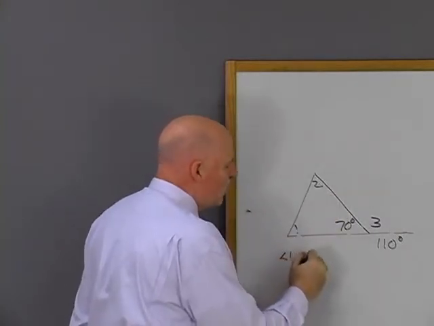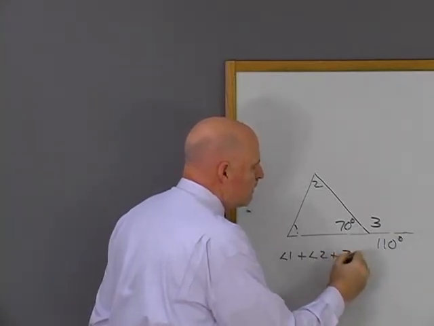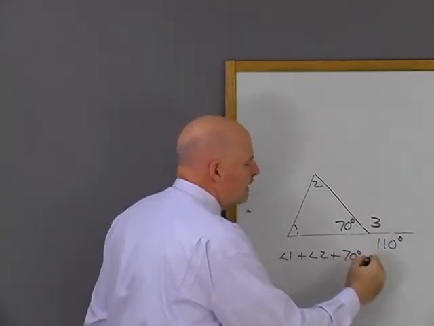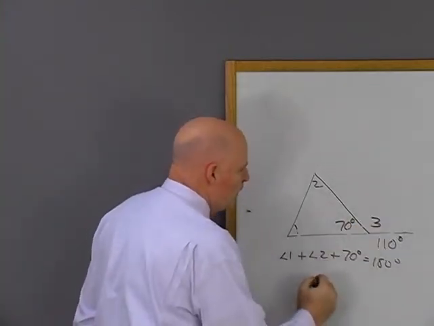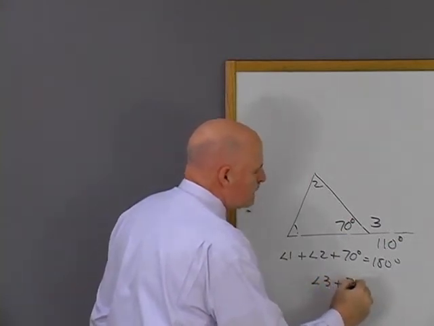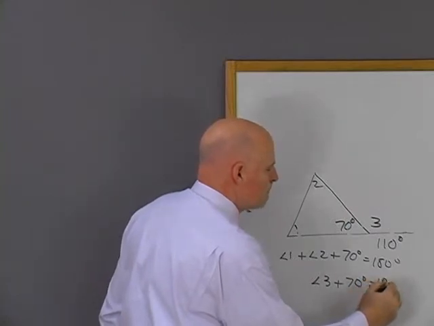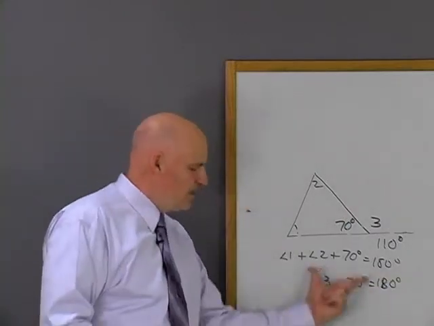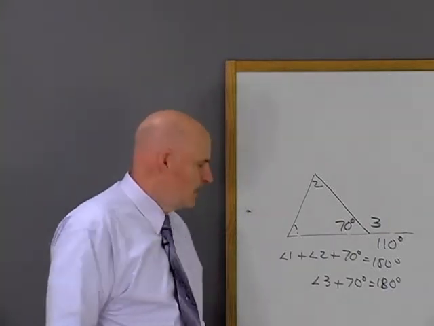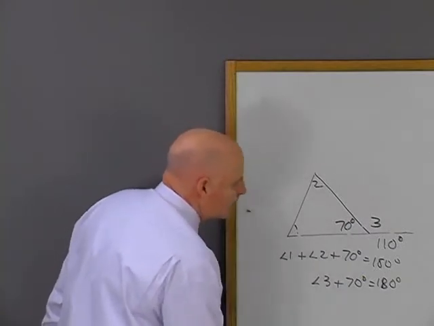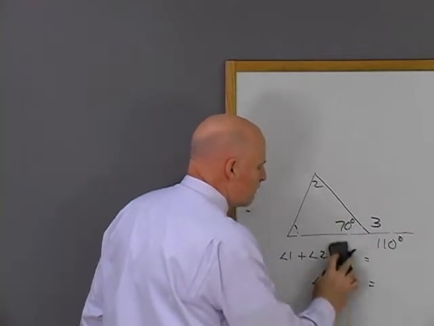So if we have angle 1 plus angle 2 plus angle, well, we'll just put the 70 in there. We know that these have to add up to 180 degrees. We've already found out that angle 3 plus 70 degrees equals 180, right? So just looking at this, what can you deduce? Well, let's subtract the 70 from both sides. Make it a little easier for you, perhaps.